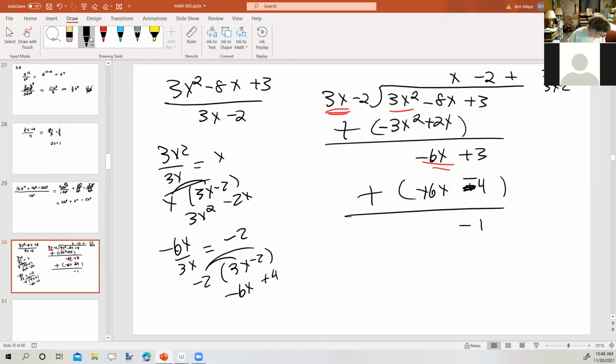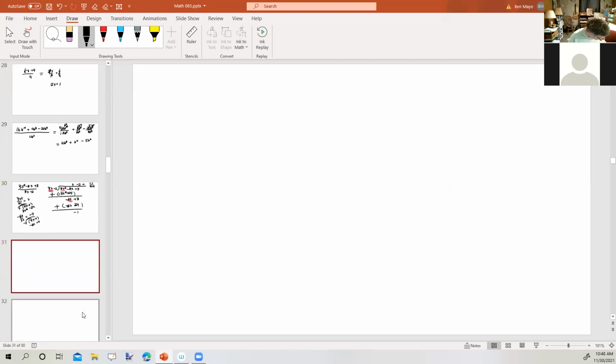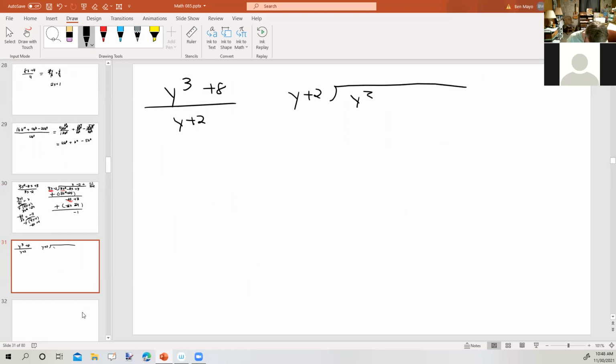Okay. Any questions about that problem? And then let's recall if we have one that's missing a power. Let's see, let me find one here. Let's say we've got y cubed plus 8 divided by y plus 2. So on the outside, y plus 2. On the inside, we're going to fill in the missing powers of y so that each power is represented. Y cubed, y squared, y to the first power, and the constant term, or y to the 0 power.